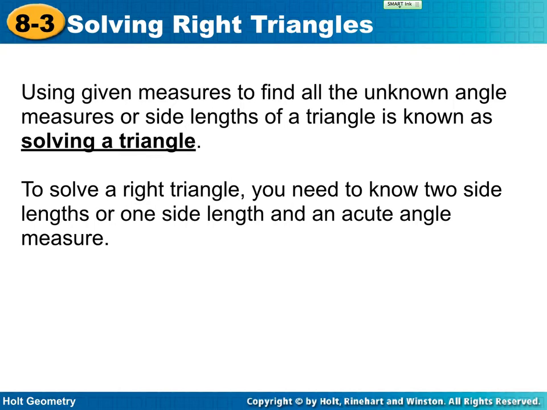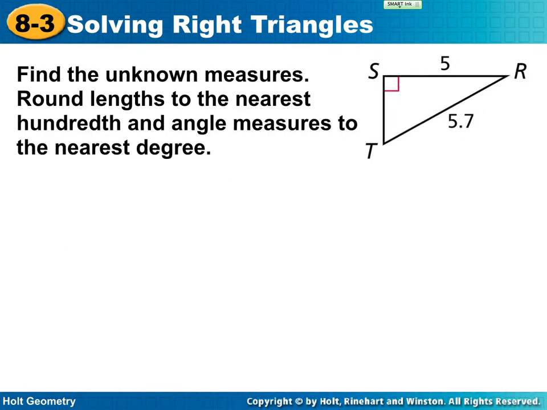Remember that if you are trying to find an angle, and I'm going to put a note over here, to find an angle, use sine inverse, cosine inverse, tangent inverse. That's how you find an angle. Okay, so sample. Here's our first one. It's a right triangle. One leg is 5, the hypotenuse is 5.7. We're supposed to find the unknown measures in order to solve the right triangle.